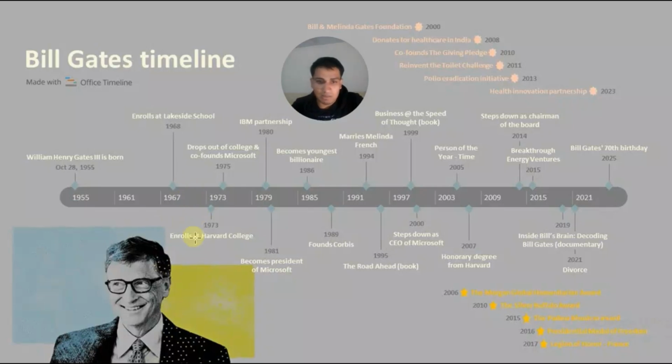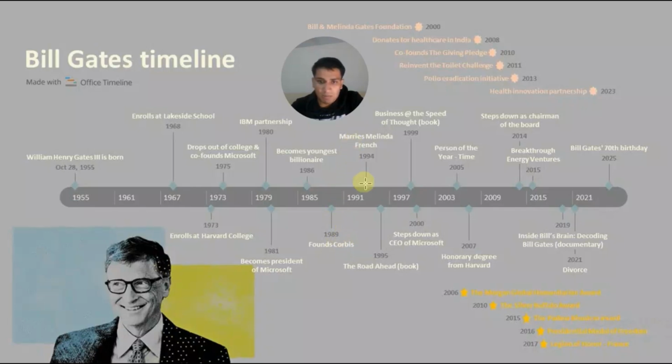And then similarly he was a very brilliant student, and he scored high in SAT, and then enrolled in Harvard College, but then dropped out of college to co-found the Microsoft company. And then Microsoft signed the MOU with IBM. Then Microsoft started to gain greater market share, and he became the president of Microsoft and became the youngest billionaire in 1986. And similarly, he also founded Corbis, which is basically a photo stock company.